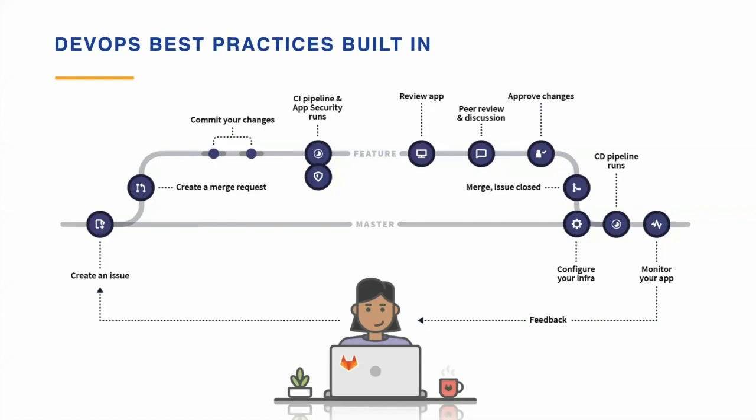Create a merge request that has their changes, commit those changes, and automatically a CI pipeline will run, check the security of the application that they're changing, create review apps so that the designers and product teams and other stakeholders can review that app directly, allow for peer review and discussion directly in the merge request, allow you to implement all of the approvals required to make a change actually live in your production system, and then once that merge request is accepted, automatically close the issue that created it and configure your infrastructure, deploy the new application, and then monitor your app directly within GitLab.